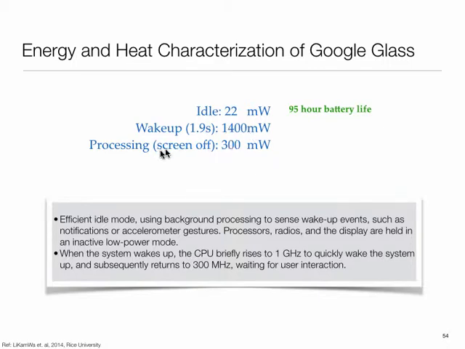And then let's say after it has woken up, now screen is off, processing on, 300 milliwatt. So it's idle at 22 milliwatt, the spike on waking up, and then it settles around 300 milliwatt. In this mode, it briefly rises to 1 gigahertz, and then it settles at 300 megahertz. So in this mode, it's waiting for the user to interact, and it's consuming 300 milliwatt.